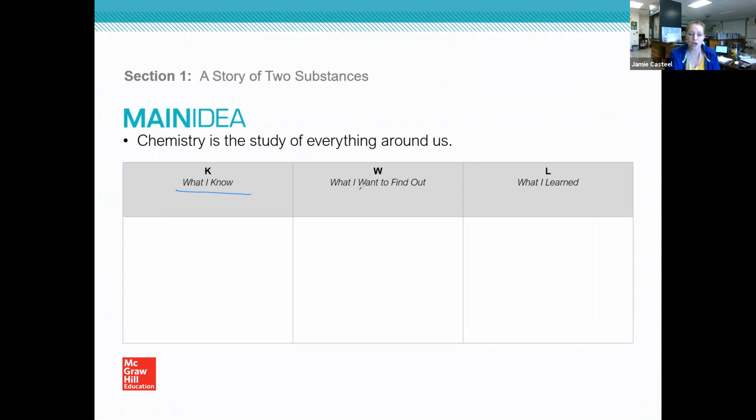What do you want to know? What do you want to find out about chemistry? And then at the end, I'm going to probably forget, but I hope you'll come back and look at what you wrote down. So anytime we start a section, I just want you to put down K, W, L along the column of your paper. And I want you to fill in, what do you know about chemistry? The idea here is chemistry is the study of everything around us. What do you know? What do you want to know? And what have you learned when we come back to this? So put a little star. We got to remember to come back. Now push pause and fill that in. Push play again when you're finished, and we're going to keep moving.